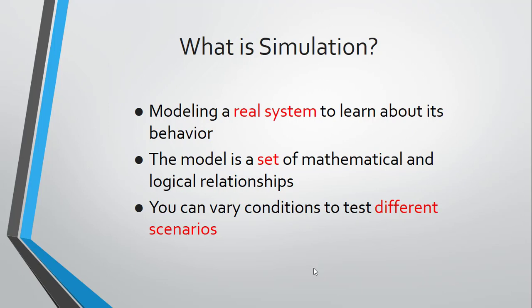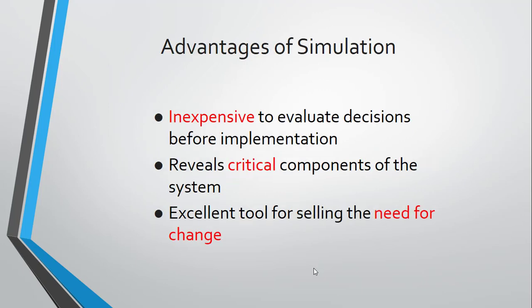So what is simulation? Basically, simulation is modeling a real system to learn about its behavior. The model is a set of mathematical and logical relationships. That's why it needs computers to process numbers. You can vary conditions to test different scenarios, because on a computer you can set different levels of different scenarios, and then see what the outcome is going to be.